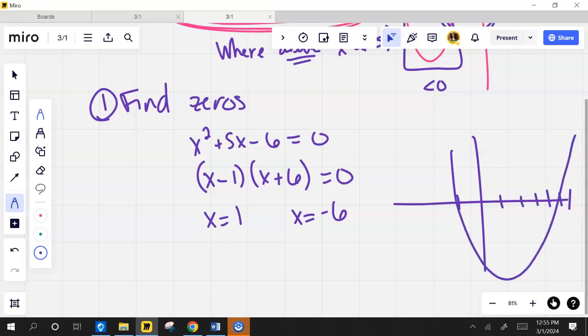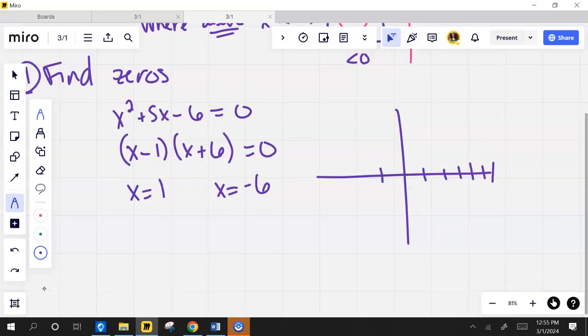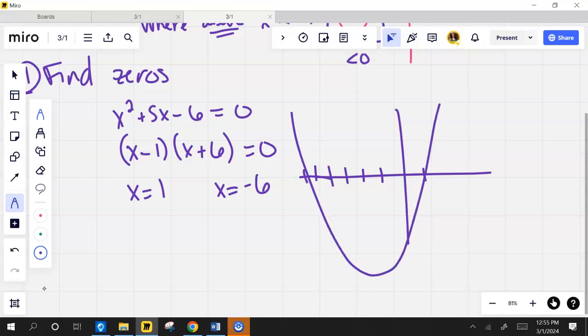I know it opens up. So my graph is. I know. No. I'm so sorry. Thank you. There we go. I'm trying to rush it too much. All right, I'm going to slow down.